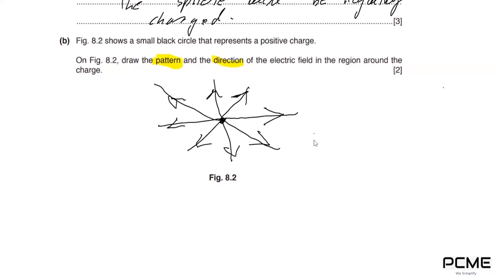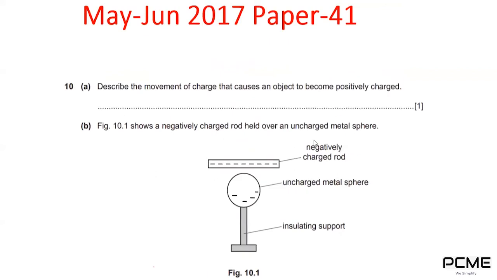The next question is from May-June 2017, paper 4, first variant. Question number 10, part A. It says, describe the movement of charge that causes an object to become positively charged. So which charge moves, which is responsible for making an object become positively charged?